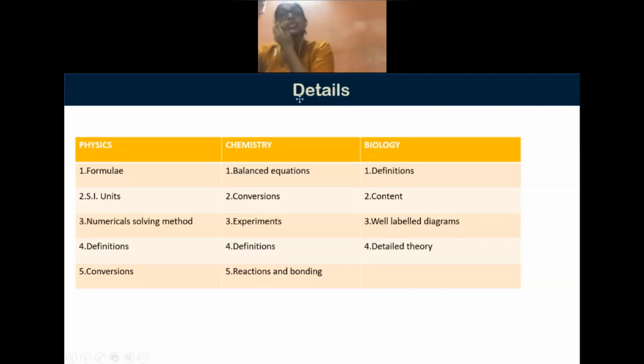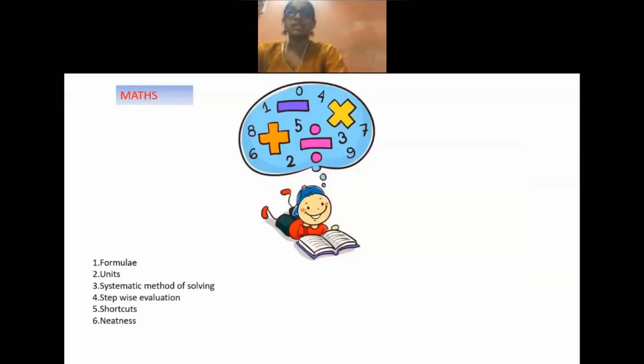Next is your experiments. Sometimes you are asked to support your answer with experiments or define your experiments. So you are supposed to know your MCQs are related to your experiments. Fourth is your definitions. Again, your definitions have to be very appropriate and well defined because again they carry 1 to 2 marks. Fifth is your reactions and bonding.